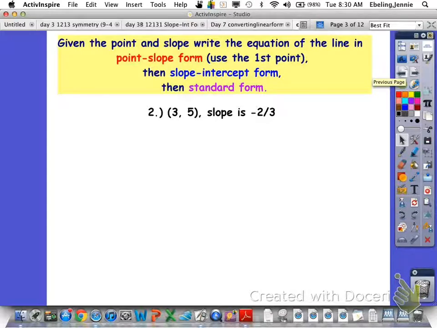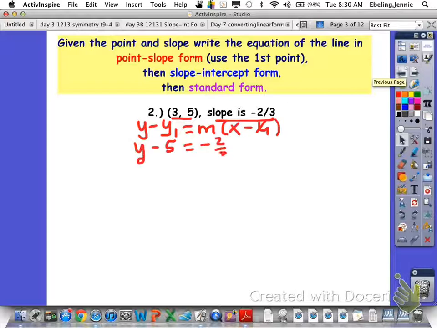Okay, so problem number 2, same type of problem. We're starting off with a point and the slope, so we're going to put it into point-slope form, y minus y1 equals m times the quantity x minus x1. So as I plug in my point, y minus 5 is equal to, plug in my slope, parenthesis x minus, and plug in my x coordinate. So here's my point-slope form, the first form that I want to see on your paper.